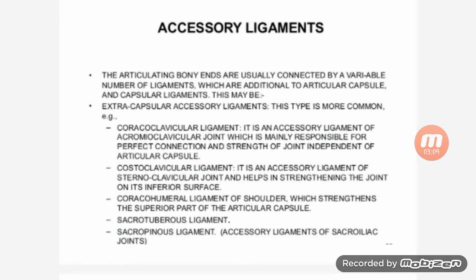Accessory ligament. The articular bones are usually connected by a variable number of ligaments which are additional to the articular capsule and capsular ligament. These may be extracapsular accessory ligaments. This type is more common. The coracoclavicular ligament is an accessory ligament of the joint which is mainly responsible for perfect connection and strength of the joint independent of the articular capsule.